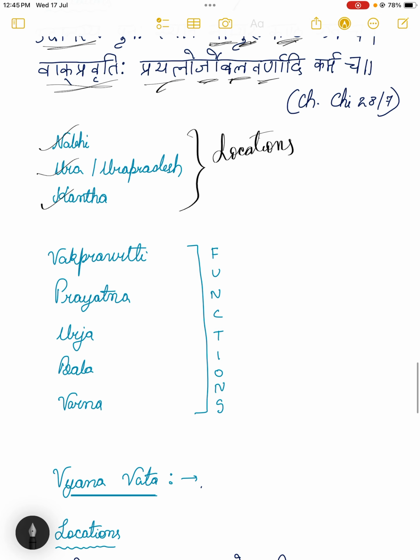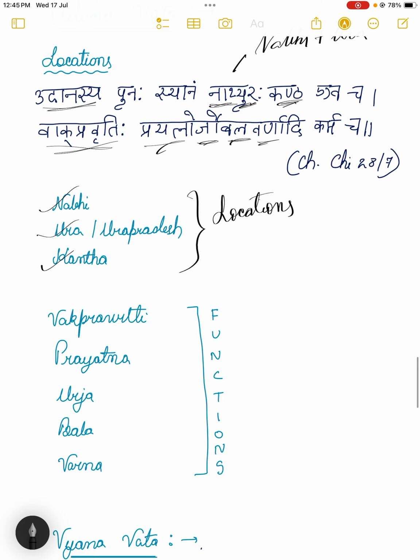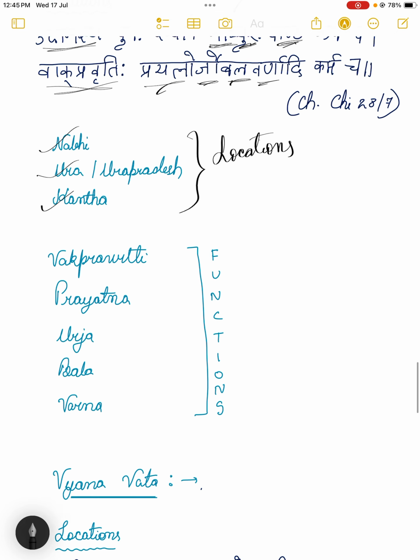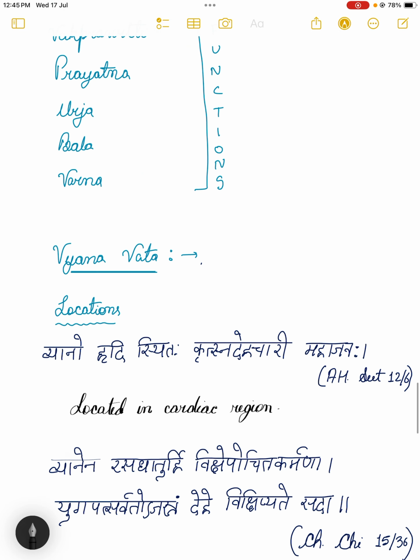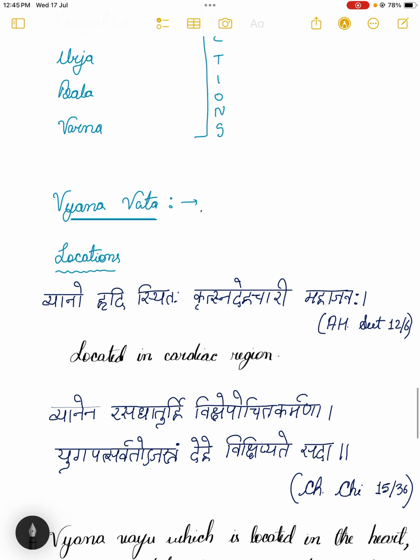Now, we have studied the location and function of Udan Vat. Let's come to the Vyan Vat. Acharya Vagbhat in Ashtanga Hridaya Sutrasthan has mentioned that Vyano Ridhistito, which means it is located in the cardiac region or in the heart region. Krishna Dehachari Mahajavaha.